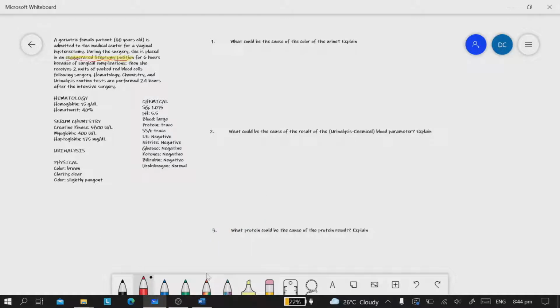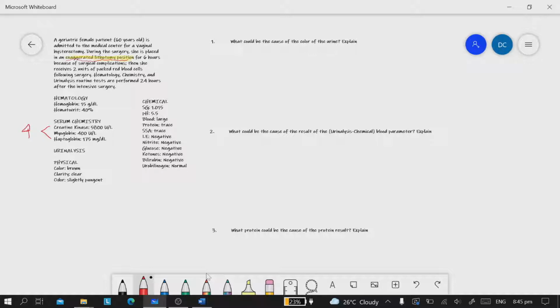Okay. So now let us evaluate each of the laboratory results. We have 3 sections. First, we have the hematology. The hemoglobin here is 15 grams per dL and the hematocrit is 40%. So these are normal. Then we move to serum chemistry. We have the CK, myoglobin, and haptoglobin. So these 3 are elevated.